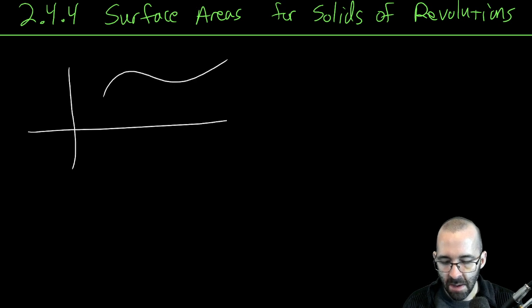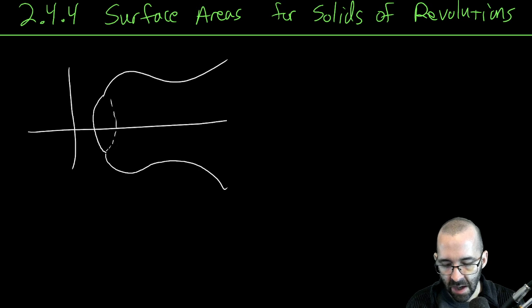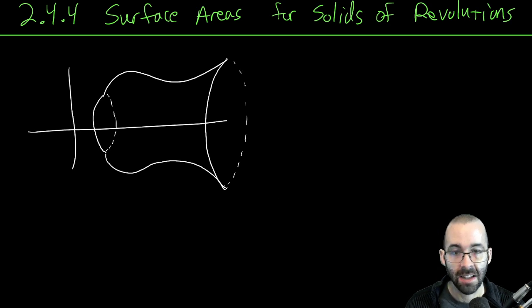Let's say we're looking at some curve from A to B. We're rotating this about the x-axis. When we rotate it around the x-axis, we get this three-dimensional shape that looks something like this. And the question is, what's the surface area of this?